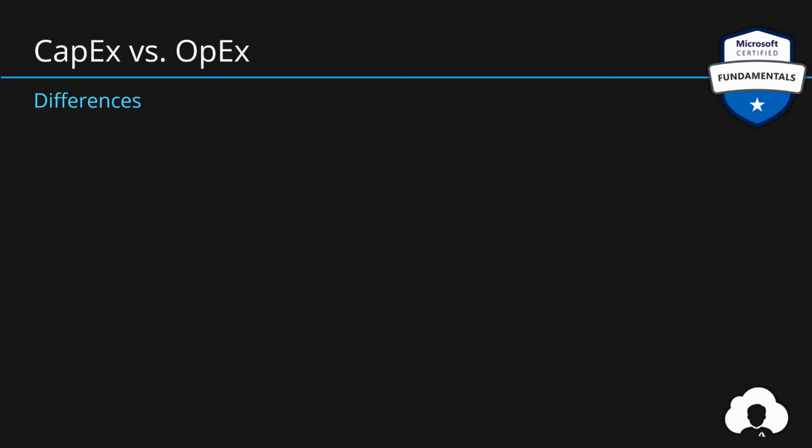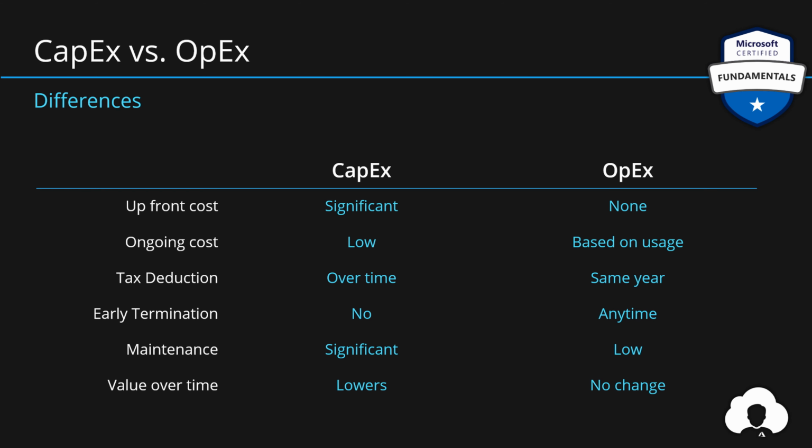To summarize, let me compare the two. First of all, when it comes to CapEx, you have significant upfront cost. In terms of OpEx, there's none. When it comes to ongoing cost, in CapEx, there's low ongoing cost for maintaining your infrastructure. In OpEx, this is solely based on your usage.